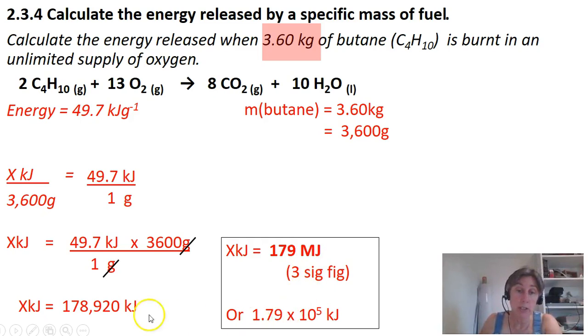The other way of doing it is to turn this number into standard notation and only quote 3 numbers. I've never seen a question where they expected you to get marks for significant figures by turning a number into standard notation in order to achieve that. So they would probably say up here in the question, quote your answer in megajoules. So you would get 1 mark for turning this into megajoules, and then they would give you another mark for turning it into the correct number of significant figures. Okay.